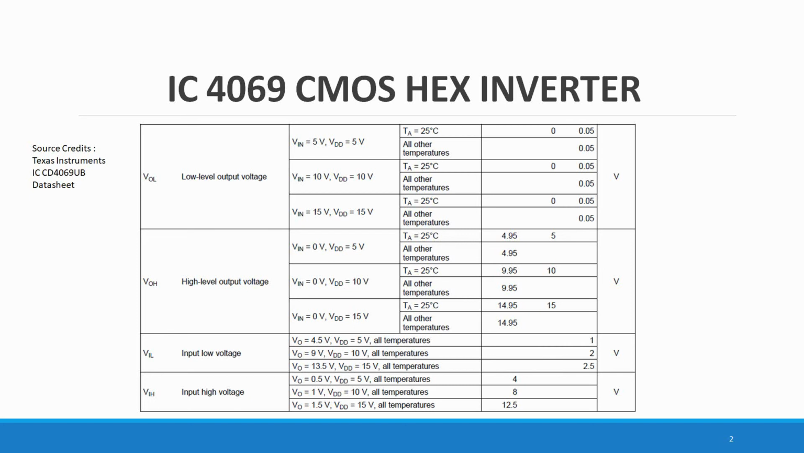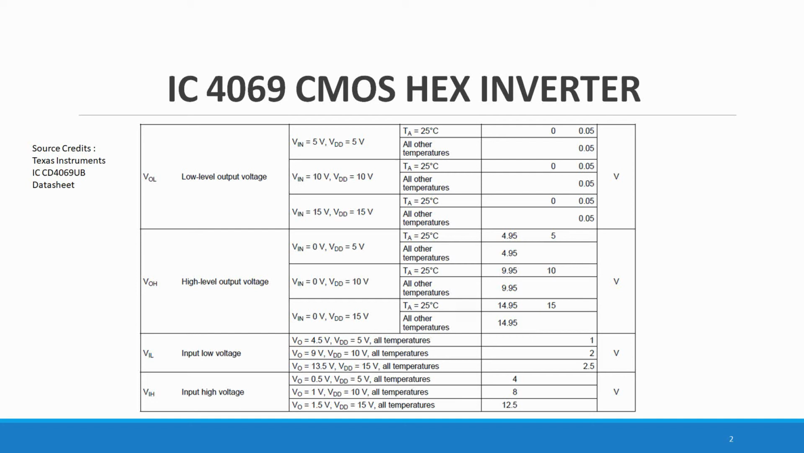In our lab, for experimentation, for a logic 1 input we connect the probe to the plus 5 volt supply, and for a logic 0 input we connect the probe to ground. Going a little deeper, if we refer to the datasheet, as I am showing here, of the IC 4069 CMOS hex inverter, that is the NOT gate.